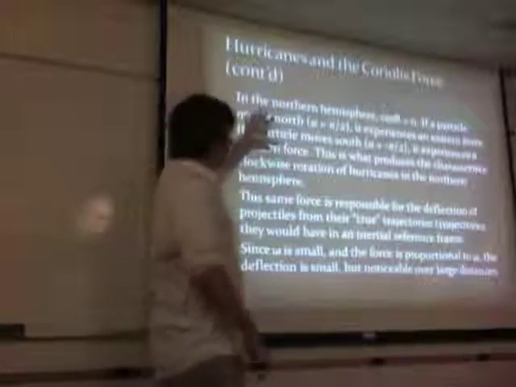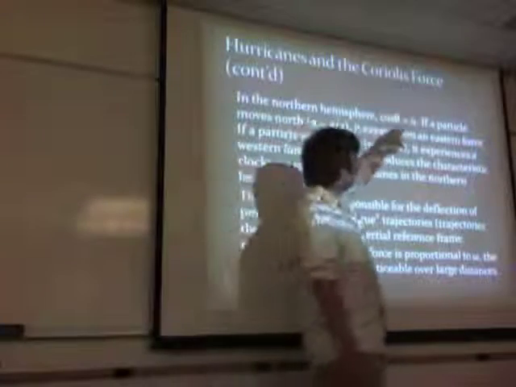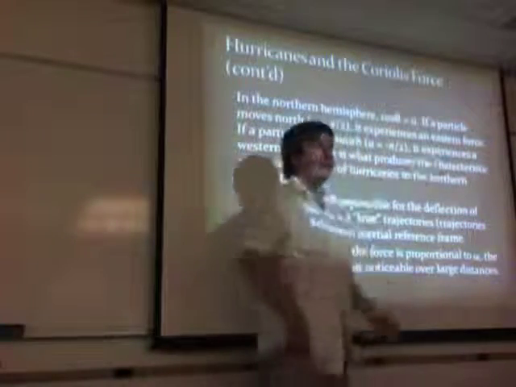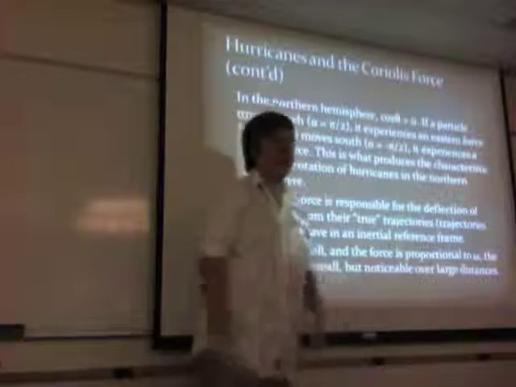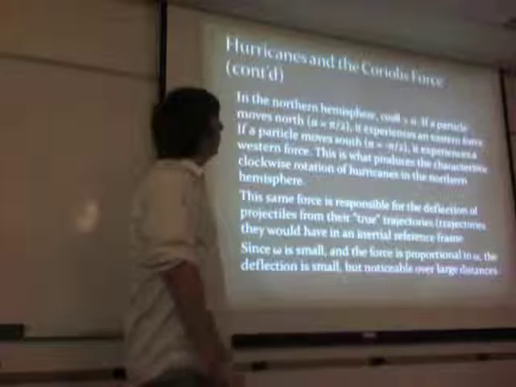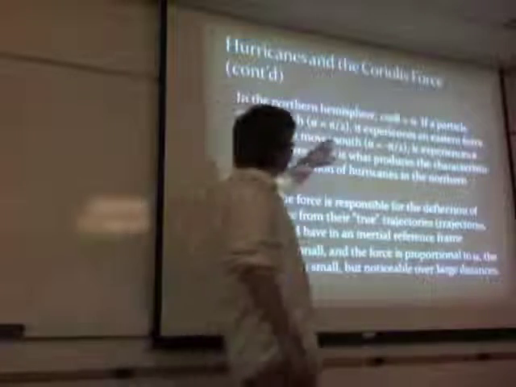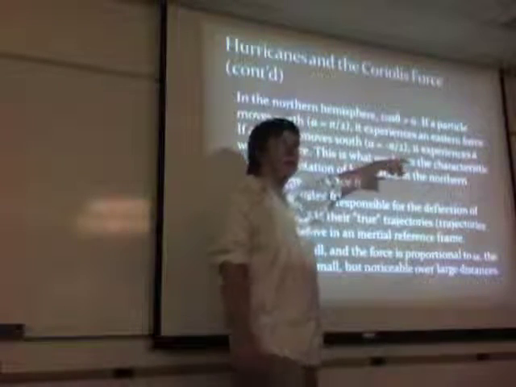So if you consider the northern hemisphere, where cosine of theta is greater than 0, because it's the polar angle, when you're above the equator, it's positive. When you're below the equator, it's negative. Particles traveling north will experience an eastern force. Okay?